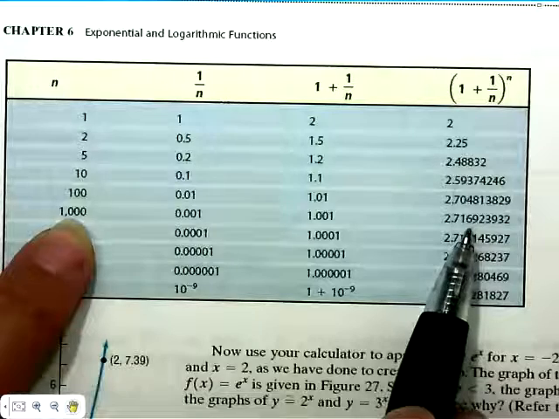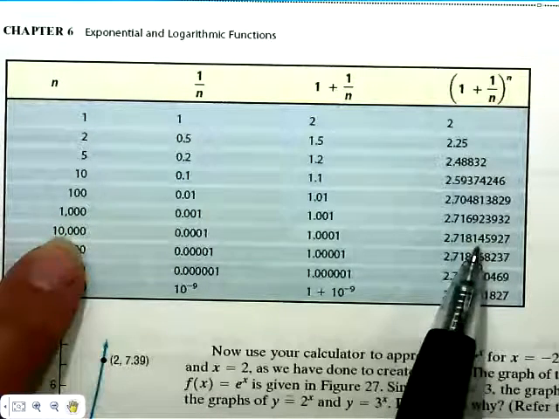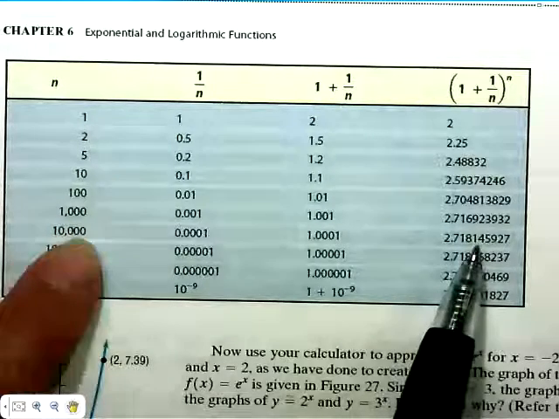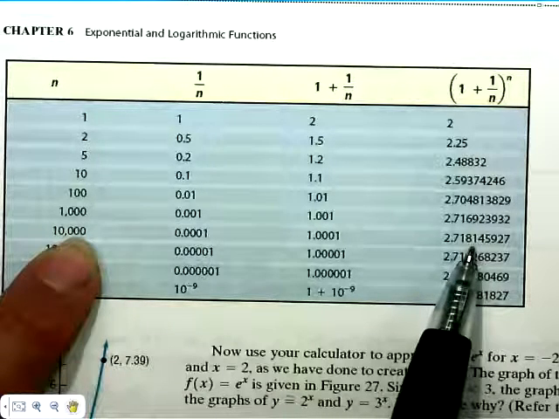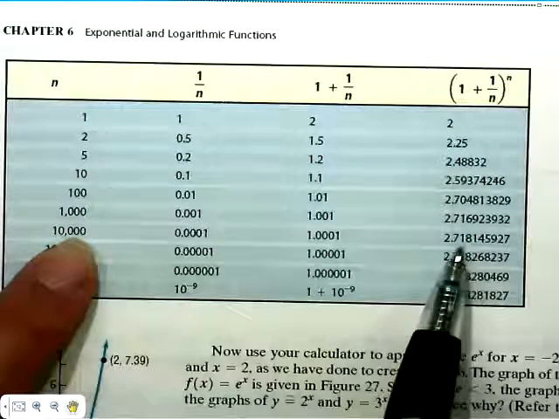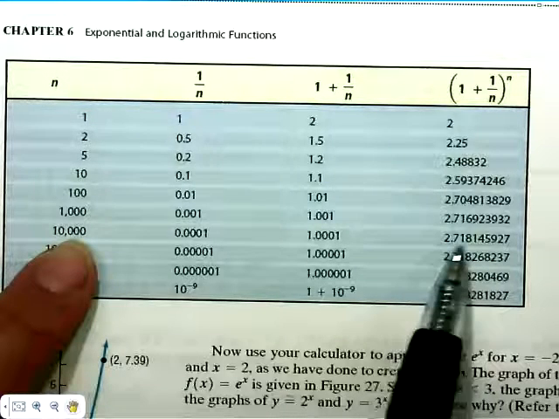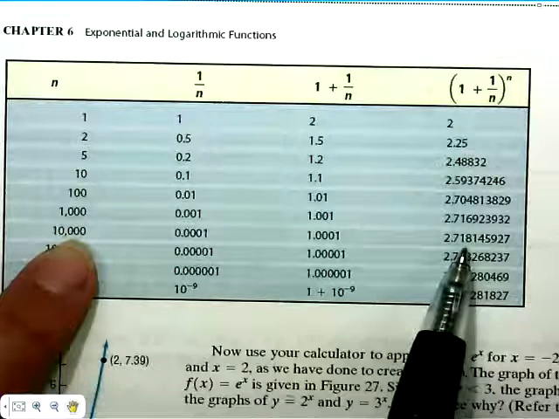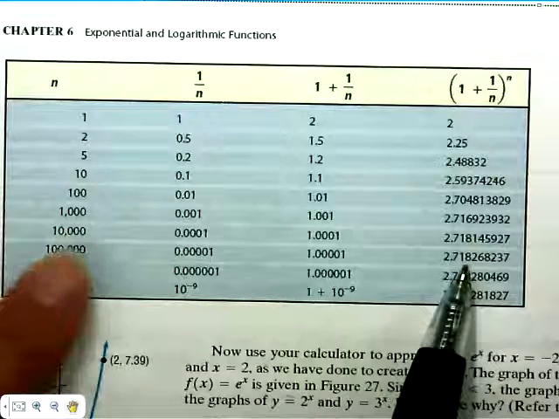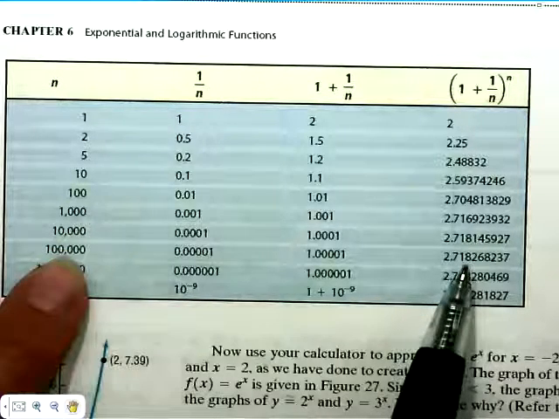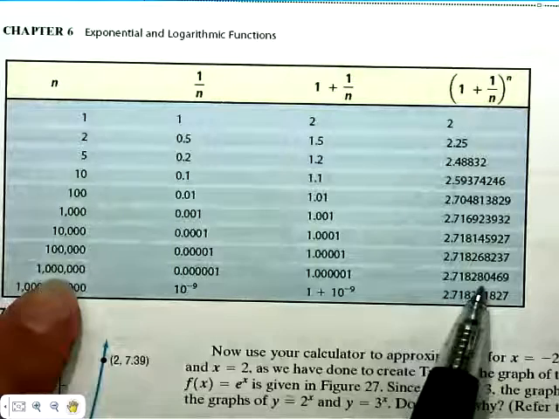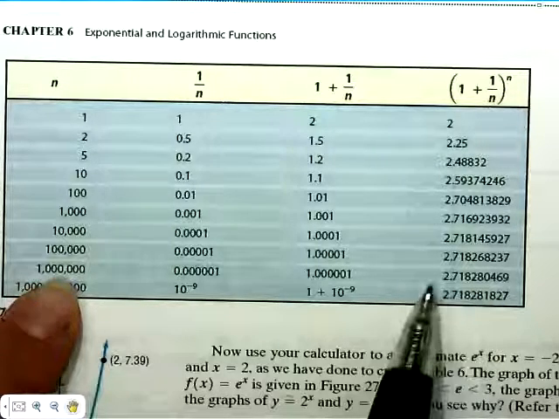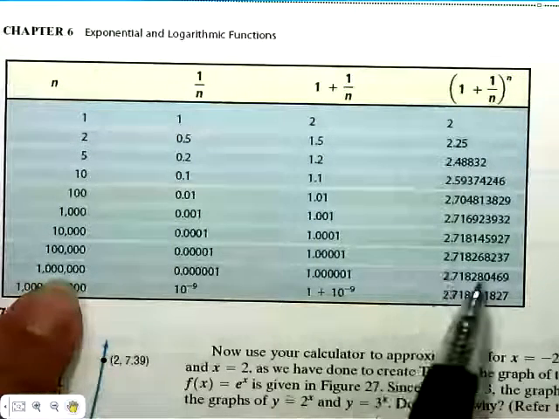$2.72. What if we had an investment that compounded our interest 10,000 times a year? What would the bank round the money to at the end of the year? Still $2.72. Even if our money was compounded 100,000 times a year, at the end of the year, the bank's going to give us $2.72. Even 1,000,000 times a year, it's still not quite $2.72.